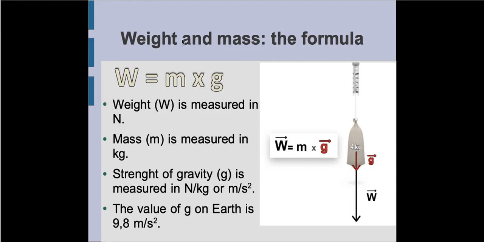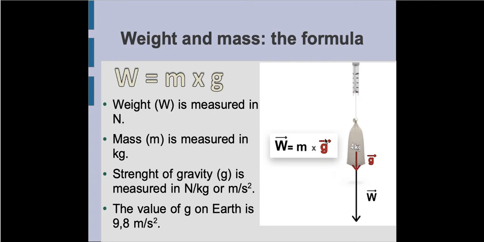Is there any relationship between weight and mass? Obviously, there is a formula that connects both magnitudes. Weight equals mass times gravity. This formula states that to calculate weight, we need to multiply the mass by the gravity. What is gravity? This g represents the strength of gravity. It's measured in newtons per kilogram or meters per square second.